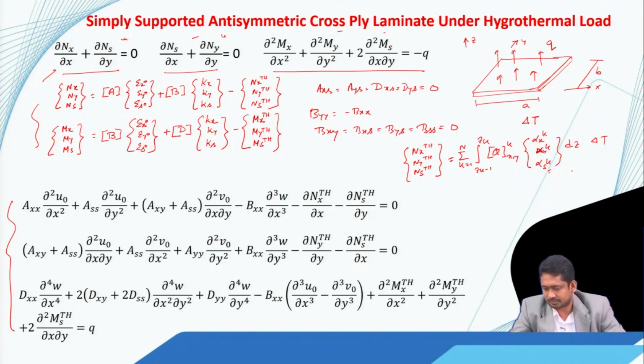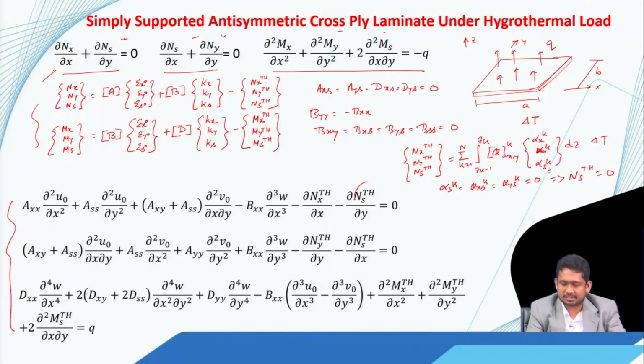So, alpha s for kth ply, Qss for kth ply, Qys for kth ply is 0. That is why we will see that NsTh is equal to 0. So, this quantity is 0 and this quantity is 0.